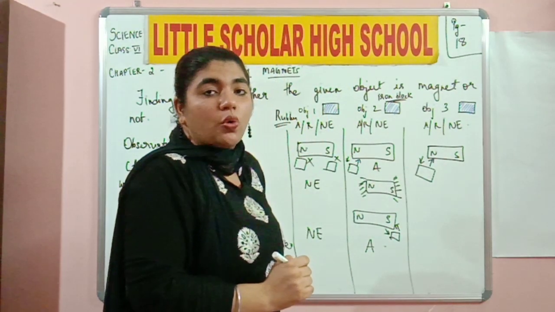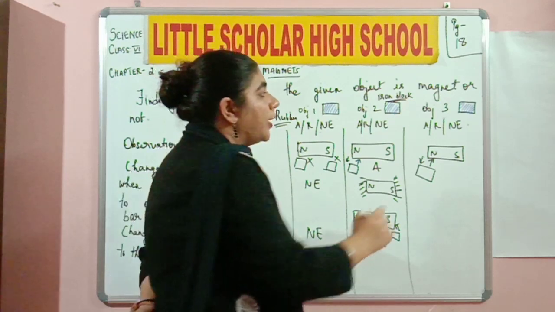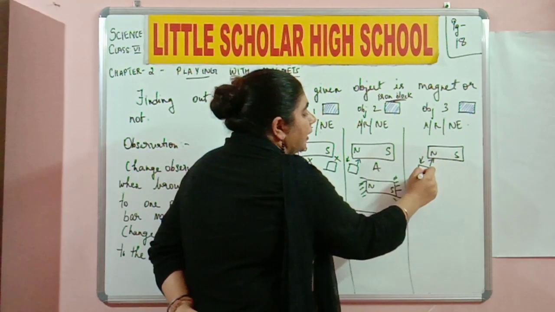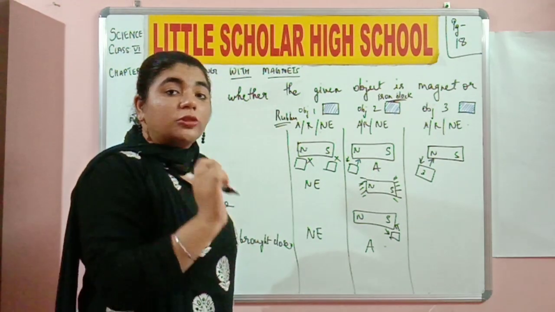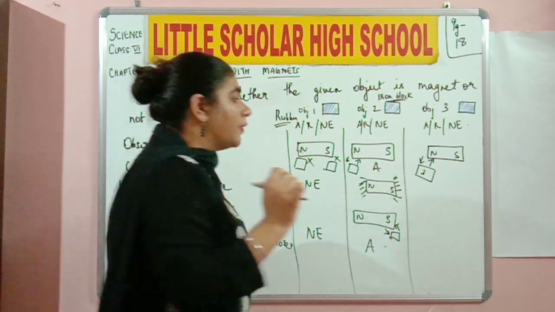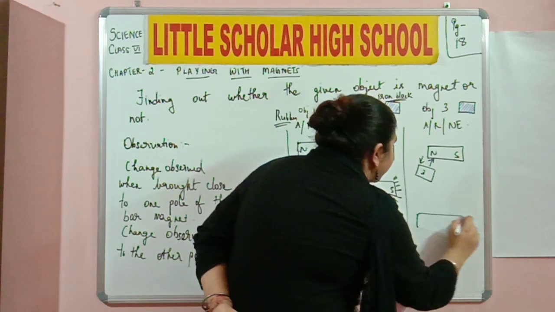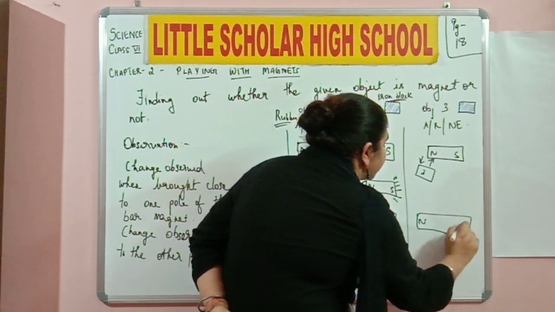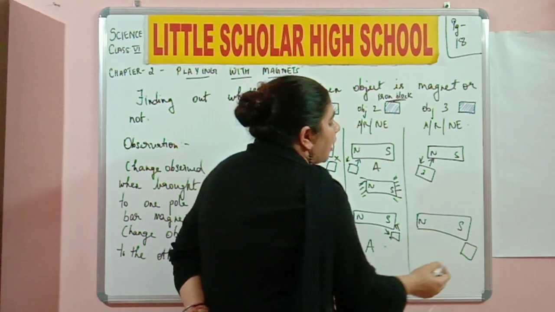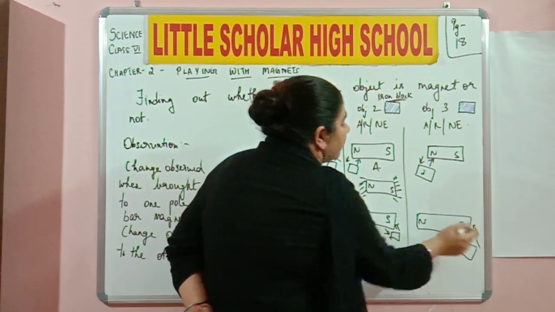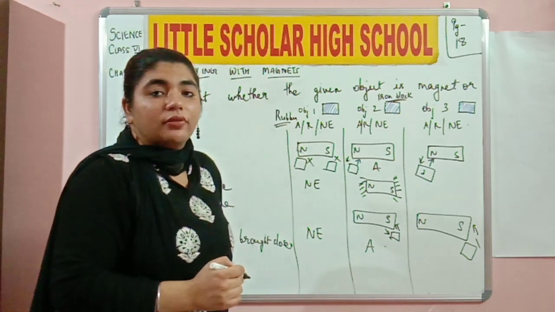When I bring it closer to the north pole of the bar magnet, I observe attraction. Similarly, if I take the object number 3 and I place it near the south pole of the bar magnet, I observe repulsion. Did you understand?